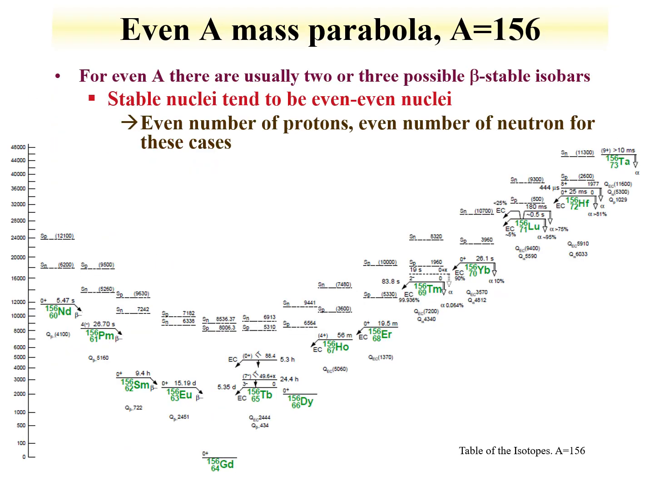Previous slides show an example of the A157. Here's an example of the A156 mass parabola. This is taken from the table of the isotopes. What we want to show here is that there are two stable nuclei within this trend. And again, we see this mass parabola is going to give a lot more information. We see the beta decay here. So neodymium, promethium, samarium, europium, gadolinium.